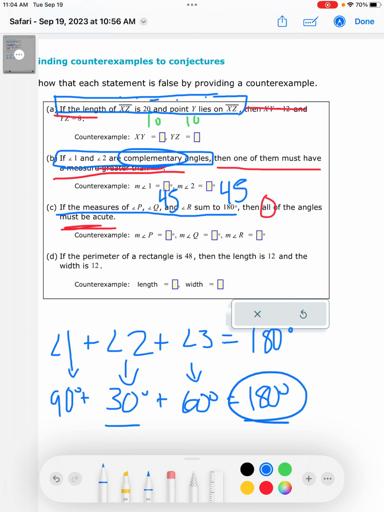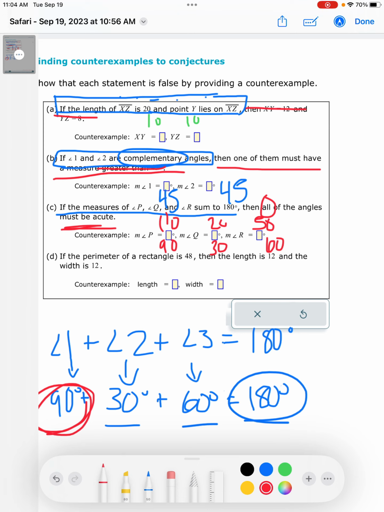But are all of them acute? No, because I have a right angle. So did I just provide a counterexample to that question? Absolutely. So I could say one of them is 90, one of them is 30, one of them is 60. Again, is that the only example I could have used? No, I could have maybe said like 110 as one of the angles, and then maybe like 20, and that would give me like 50 left over. There's a lot of different counterexamples that you could use on this assignment.